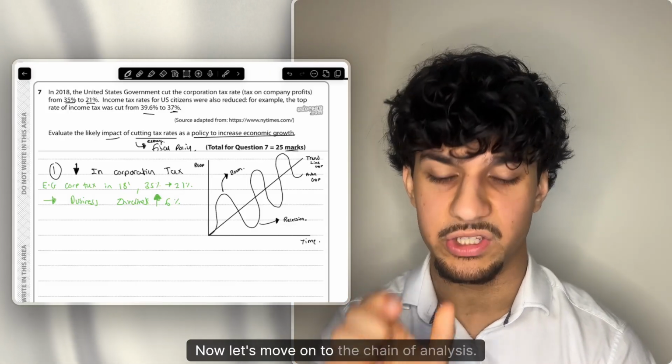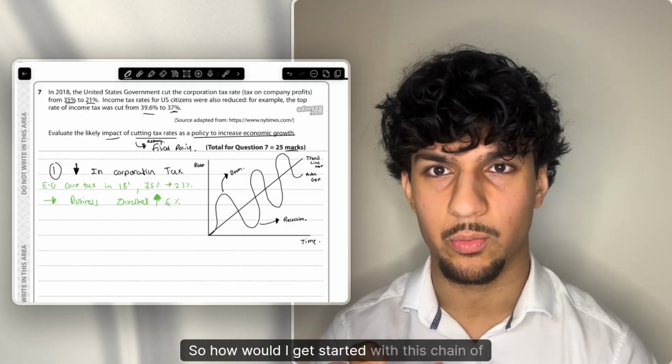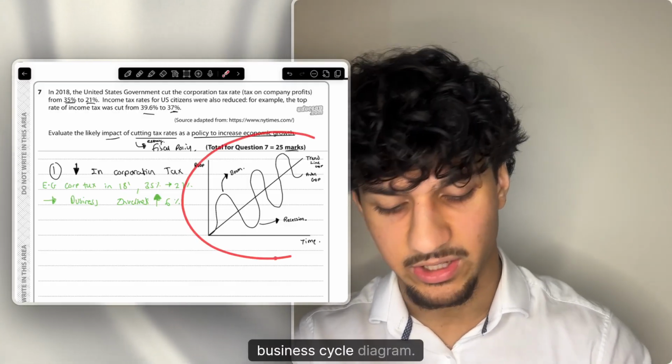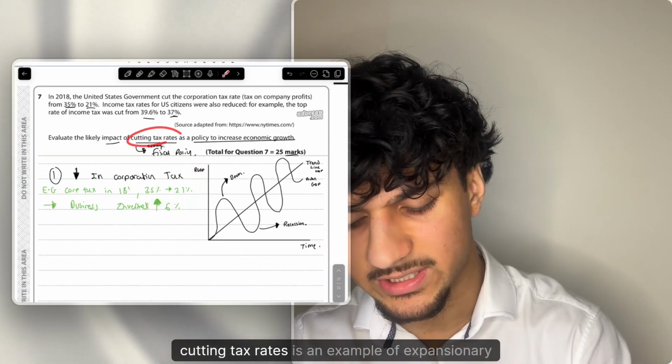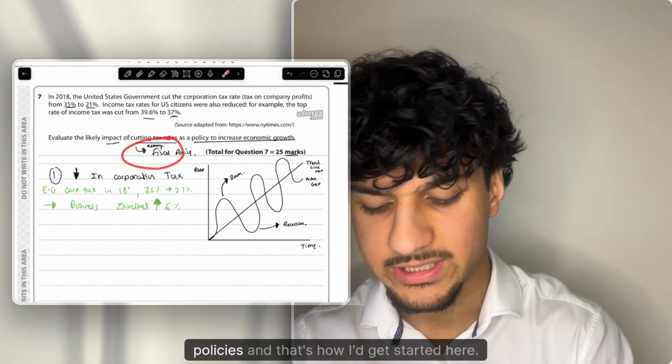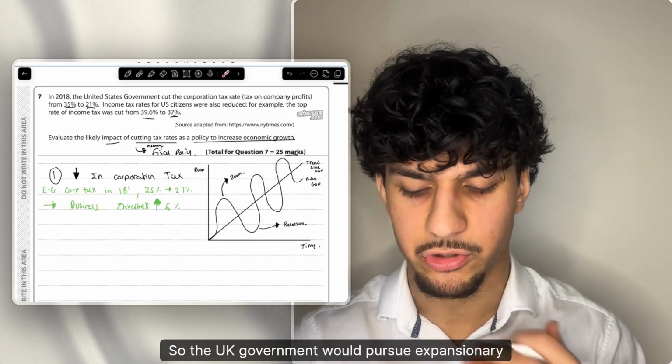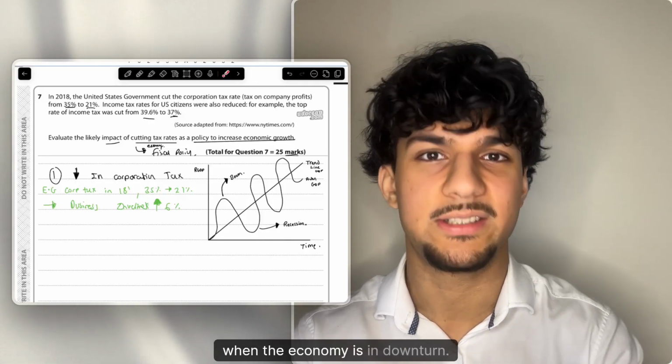Now let's move on to the chain of analysis. So how would I get started with this chain of analysis? I would get started by mentioning the business cycle diagram. Like I mentioned earlier, cutting tax rates is an example of expansionary policies, and that's how I would get started here. So the UK government would pursue expansionary policies when the economy is in downturn.